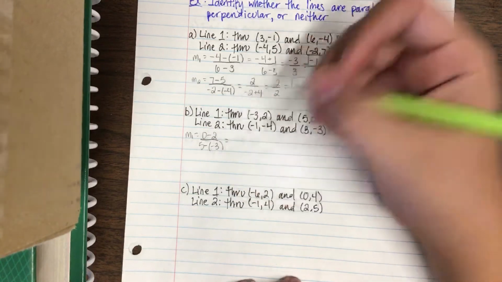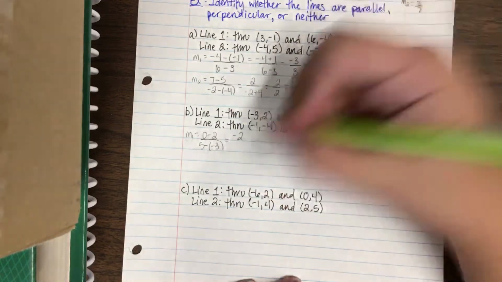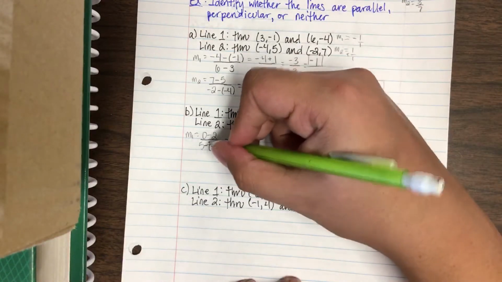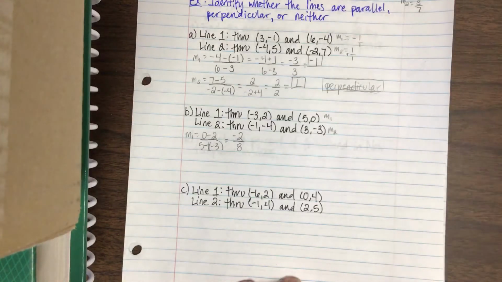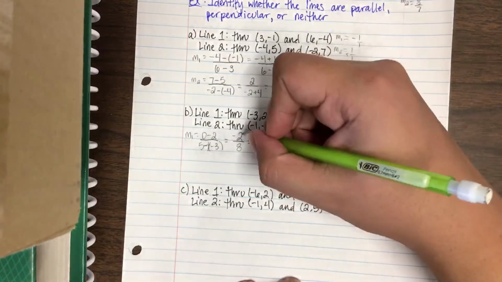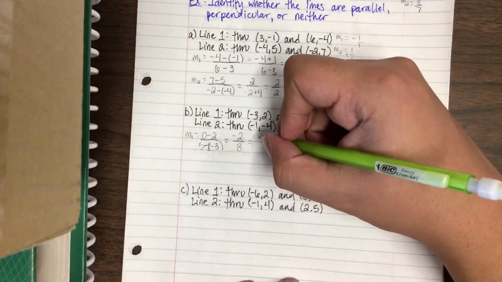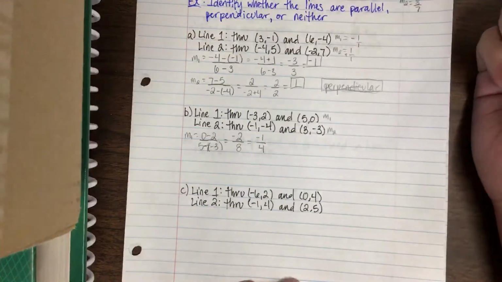0 minus 2, we get negative 2. 5 minus negative 3 becomes 5 plus 3, 8. Okay, don't leave it unsimplified. Let's simplify. What goes into both 2 and 8? That would be 2. Divide both of those things by 2, our numerator and denominator. To simplify, we get negative 1 over 4.